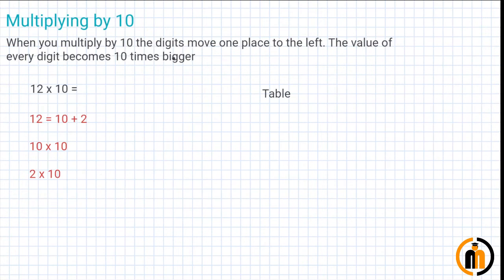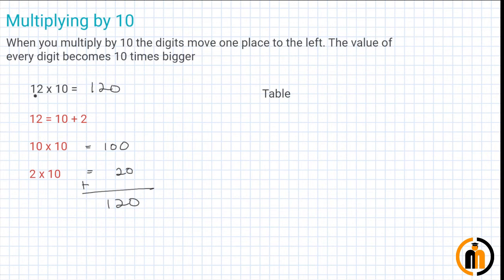Now we're moving on to multiplying by 10, or any tens. When you multiply by 10, the digits move one place to the left. The value of every digit becomes 10 times bigger. If you look here, 12 times 10, I've partitioned it, so 12 is equivalent to 10 plus 2. Now we're multiplying each of these numbers by 10. 10 multiplied by 10 gives us 100. 2 multiplied by 10 gives us 20. Now we add these numbers together and we get 120. So the answer here would be 120.